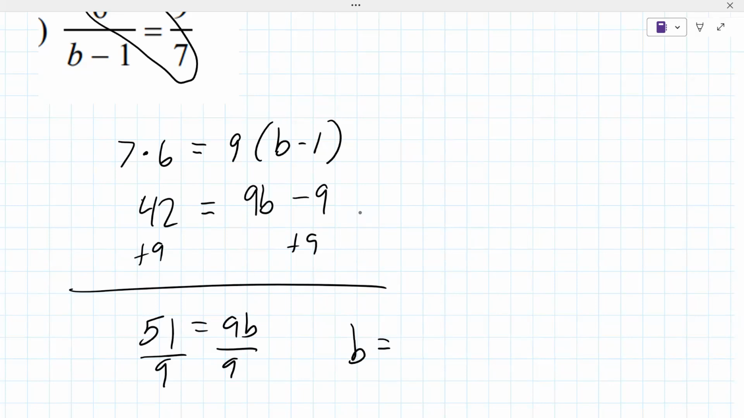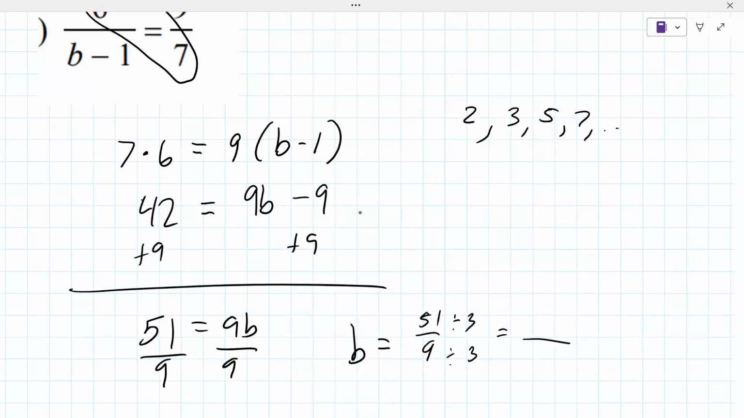b equals... is it an even number? Well, you always try 2, then 3, then 5, then 7. These are prime numbers. 2 does not work, but 3 does. So divide both of them by 3. And then that would be 17 over 3. Yeah.